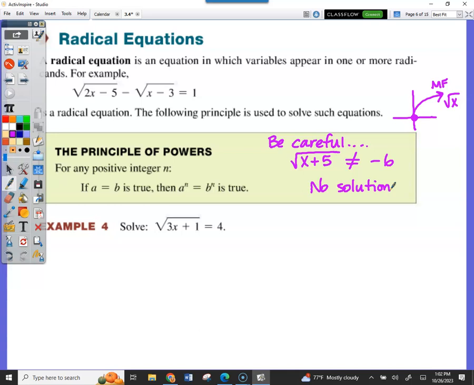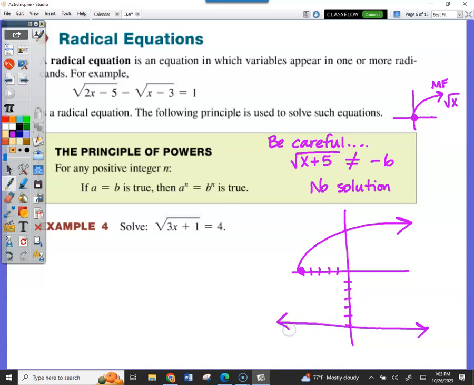Now, if you need a graphical representation, I got you. Watch this. Should have done this to begin with. Square root of x plus 5 is the mother function shifted left 5. Right here. Y equals negative 6 is 40 bucks. It's right there. Where do they cross? They don't. So in terms of a graphical representation of why this is no solution, it's because of that.